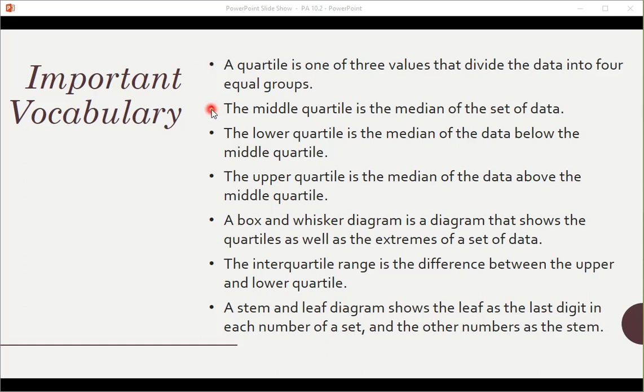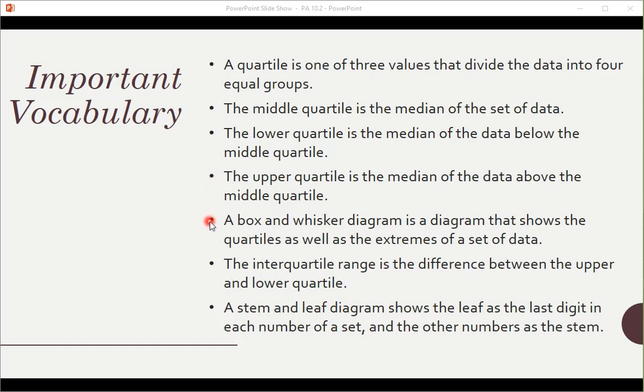The middle quartile is the median for the whole set of data. So I just write my whole data set out and I look for the middle number. The lower quartile is the median of the data below the middle quartile, and the upper quartile is the median of the data above the middle quartile.